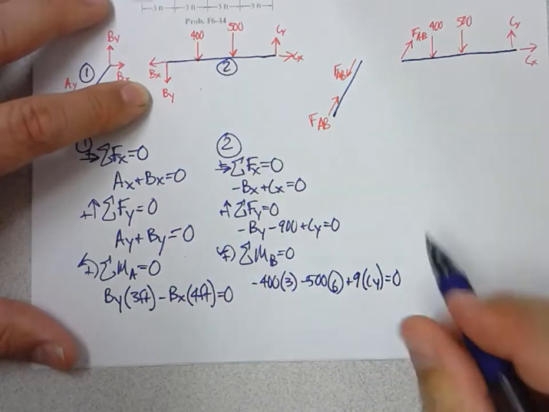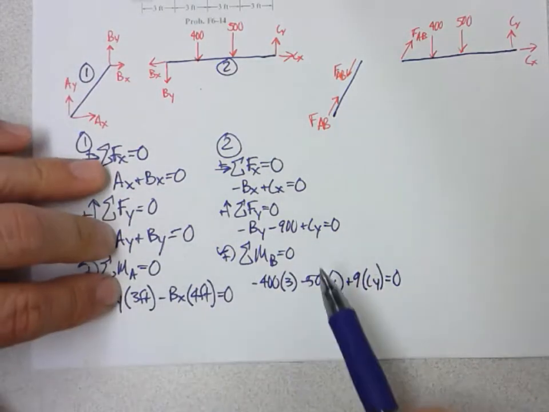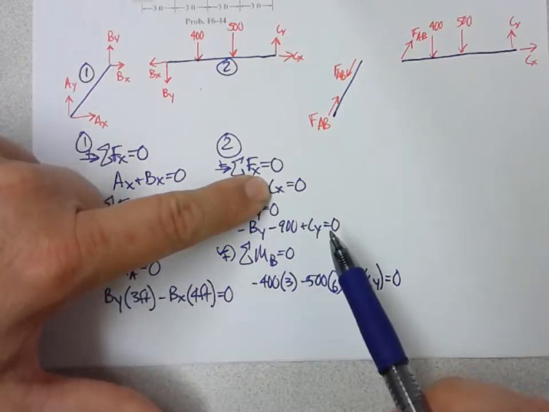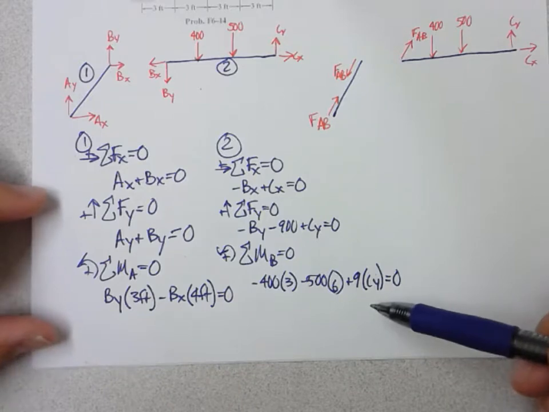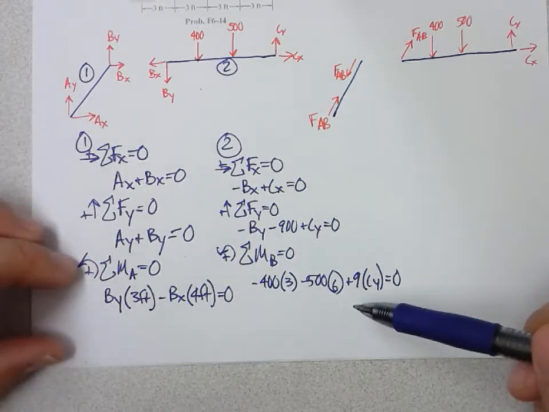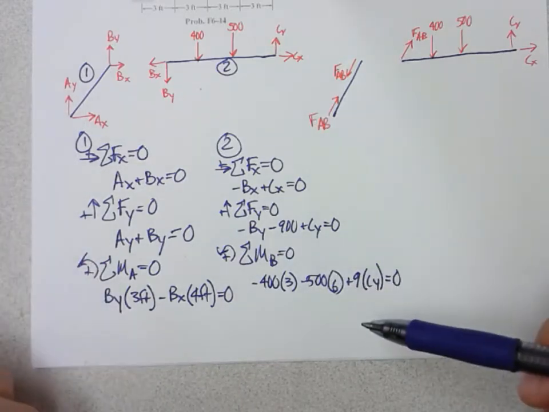Okay, so now I had 4 unknowns over here. I add CX, that's 5, and CY, that's 6. But I have 6 independent equations with 6 unknowns, and I can solve that. Okay, I'll leave that to you. You could go ahead and do it.